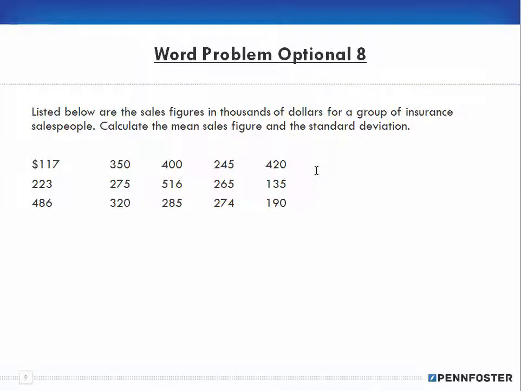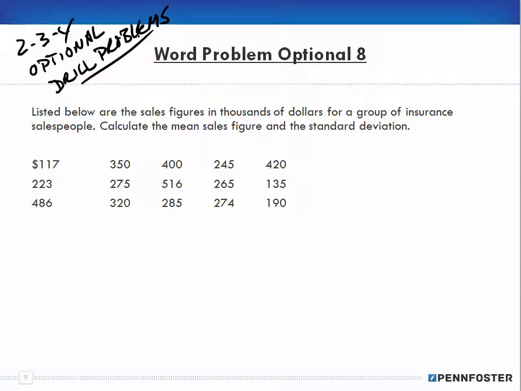Now, we covered doing the standard deviation in a more simplistic fashion in questions number 2, 3, and 4, the optional drill problems. I suggest that if you go back and rewatch those particular videos, because it goes into a little bit more depth as far as a step-by-step is concerned, and you actually see me working through the numbers and creating a table and whatever have you. I do suggest that you go ahead and do that.